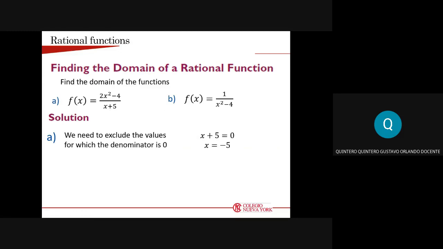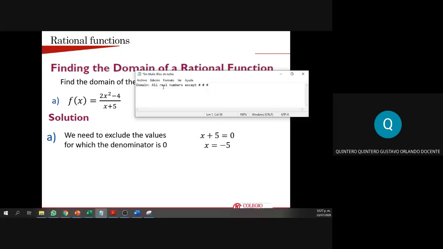Just like Alba said. Thank you, Alba. That is 0. And that is no bueno. We don't want that in here, right? So the domain here are all the real numbers except negative 5. That is our exception. That is it, guys. Domain, all the real numbers with one exception. Negative 5. All right, guys?